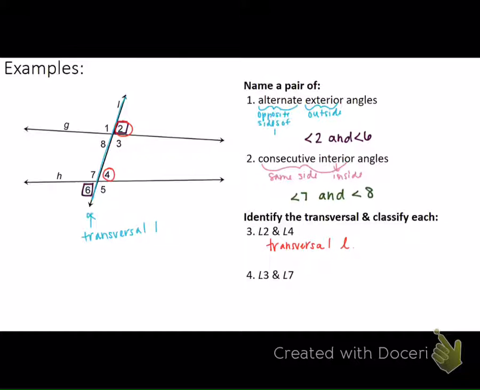And what kind of angles are 2 and 4? Look at your notes over there. They're on the same side of the line, but they're not both inside. One's inside and one's outside. Which one is this? Corresponding. It's like our 4 square, right? They're both in the upper right. So they're corresponding.